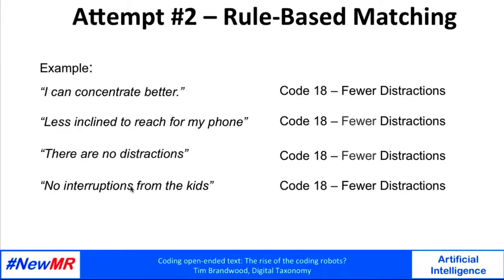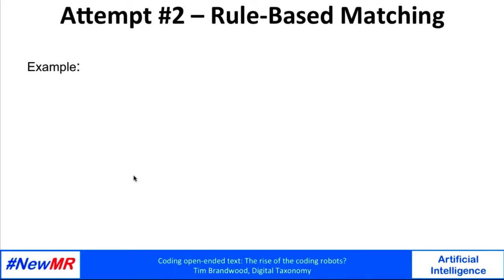Here we have 4 completely different ways to say exactly the same thing. And if we were to try and build rules to automatically code these, we would end up with 4 completely separate rules, which starts to become really complicated and difficult to deal with. It's also really hard to avoid false positives and false negatives with a rules-based approach.